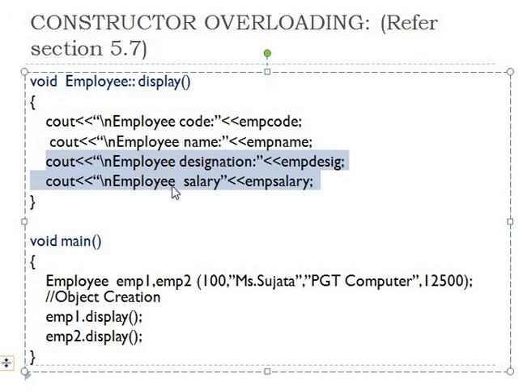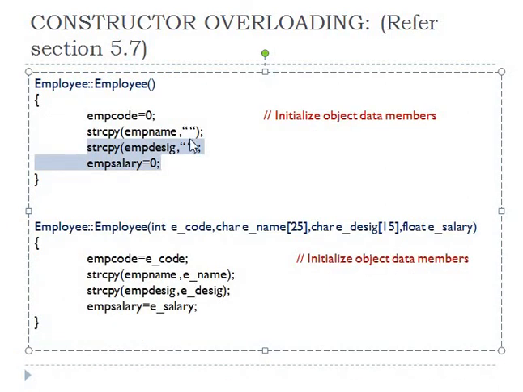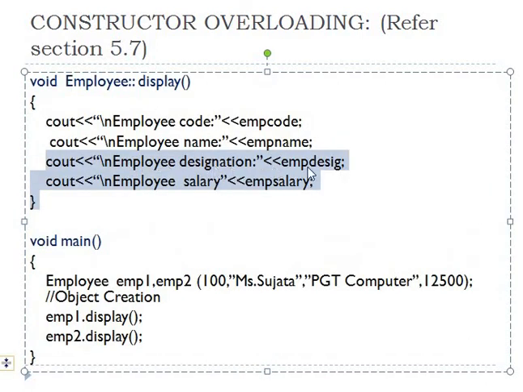The third and the fourth statement prints the text employee designation and employee salary along with their data members emp desig and emp salary. The values for their data members emp desig and emp salary can be seen from here. That is space for the data member emp desig and 0 for the data member emp salary. So employee designation a white space and employee salary 12,500 shall be displayed in the output.